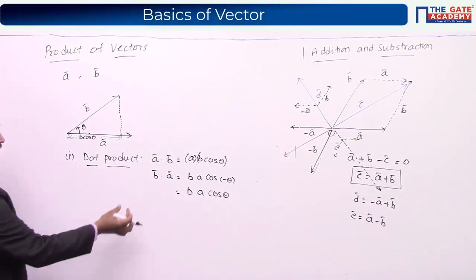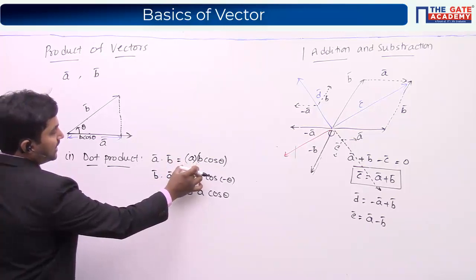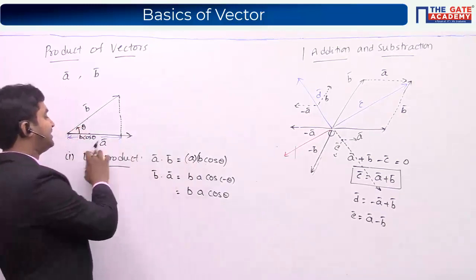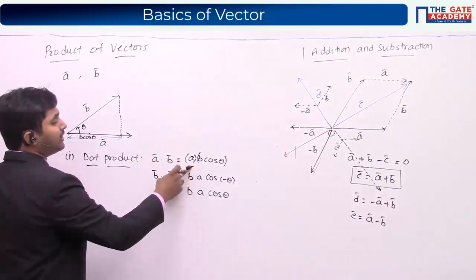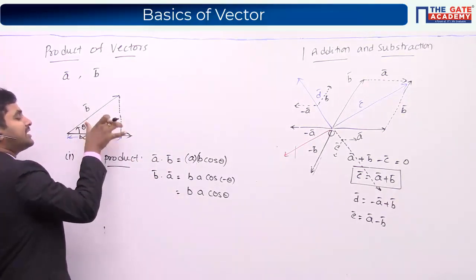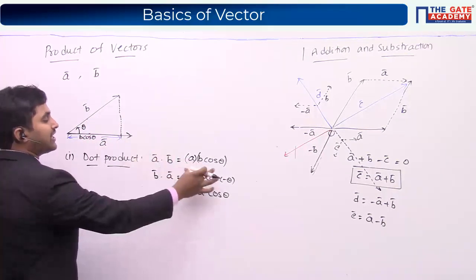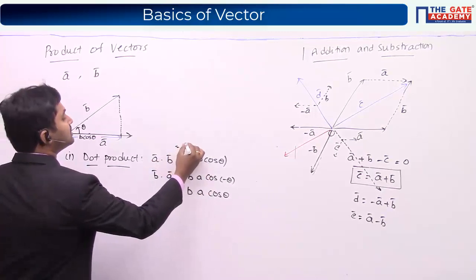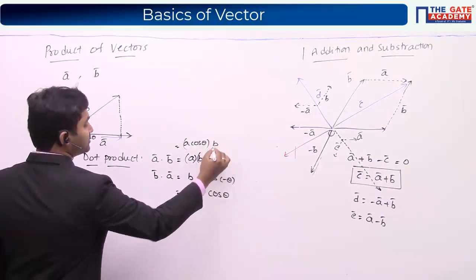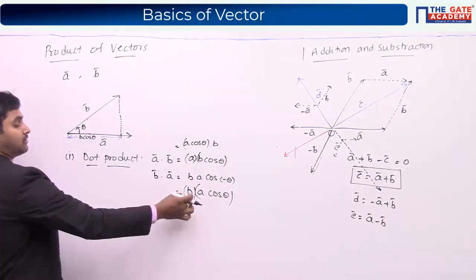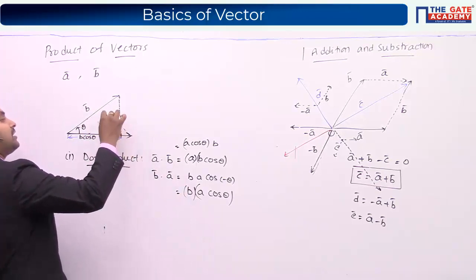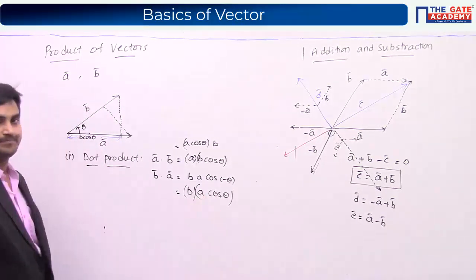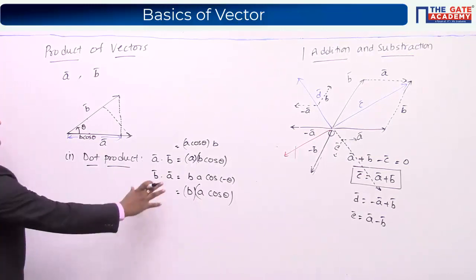It means that if you are multiplying A, just taking its magnitude, with the component of B in the direction of A, the product that we are having is what we call the dot product between A and B. Or I can consider A cos theta multiplied by B. This is what is happening here: the vector B is multiplied with the component of A in the direction of B. Right? So this is what we call a dot product.